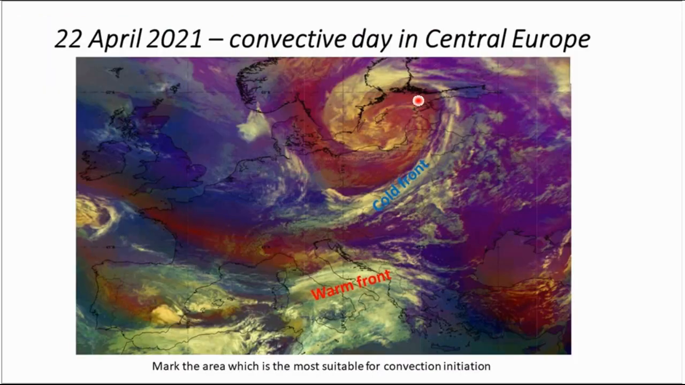Another example which I want to show you is 20 April 2021. Why? Because here in Croatia we have the influence of two synoptic systems. One is a cold front, which is associated with this pronounced cyclone, and the second one is a warm front. And that was a convective day in Central Europe. So according to this synoptic situation, I want to ask you, where would you expect some convective initiation? Just look at this synoptic situation and this synoptic pattern that you have here.